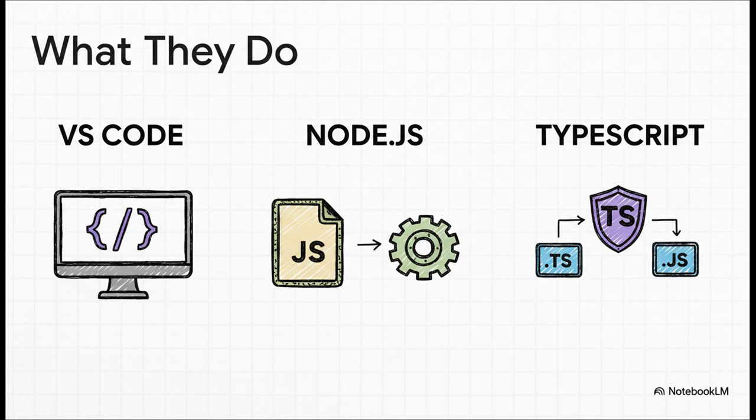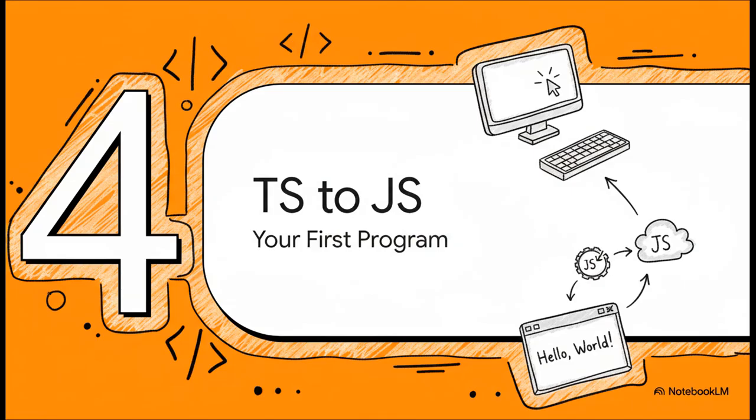Just like you need VLC to play a movie file, you need Node.js to run a JavaScript file on your machine. And finally, the TypeScript compiler is your quality control inspector, checking your work and turning your .ts files into browser-ready .js files. All right, that's enough theory. Let's actually get our hands dirty and see how this all works by writing the classic Hello World program.